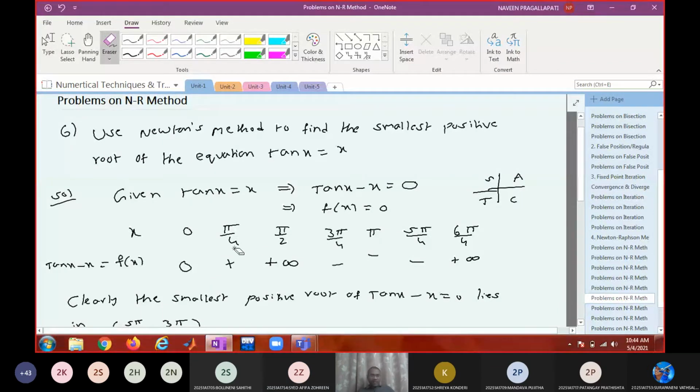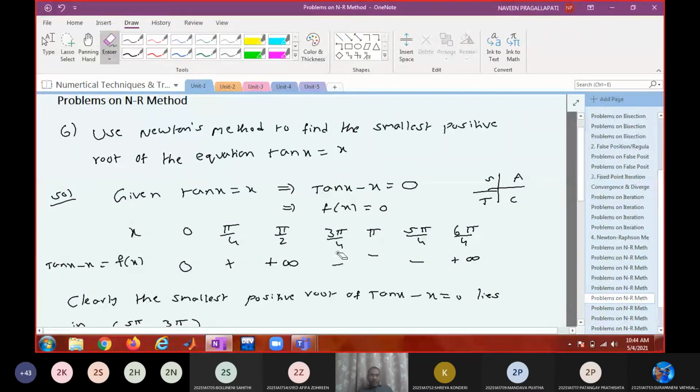Okay, so there is no root in between pi by 4 and 3 pi by 4. Pi by 2 is a point of discontinuity. Up to pi by 2 it keeps on going to plus infinity. After pi by 2 it is starting from a negative value. There is no zero value, no point satisfying this condition. After pi by 2 onwards, all are negative. Up to pi by 2 all are positive. So there is no zero in between these two.